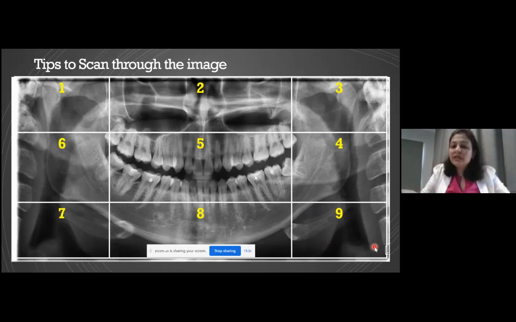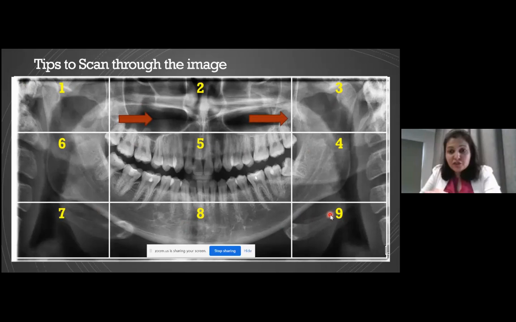So when you're looking at the image, you always interpret your left-hand top corner as the first quadrant and the right side as the second quadrant of the patient. So when you are interpreting, you will divide the area into 1, 2, 3, 4, 5, 6, 7, 8, 9. Your eyes need to move from 1 to 9 in the same sequence. This way you will not miss any area. So it's important to follow the steps from 1 to 2. Move on to the first segment.